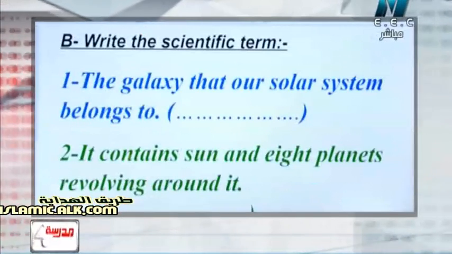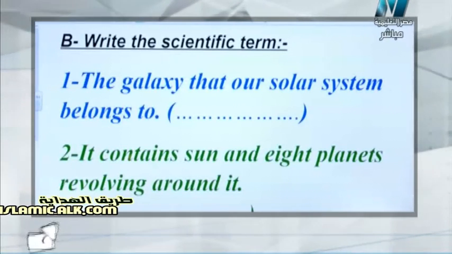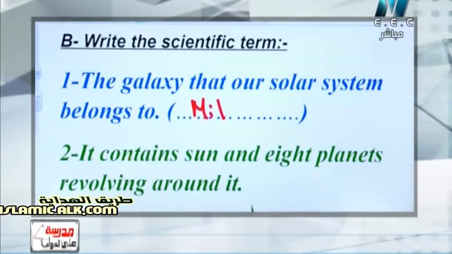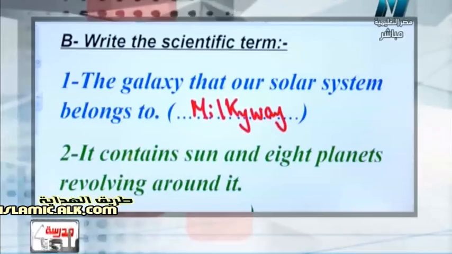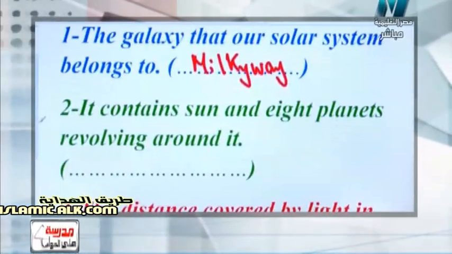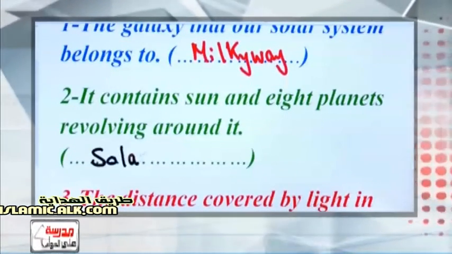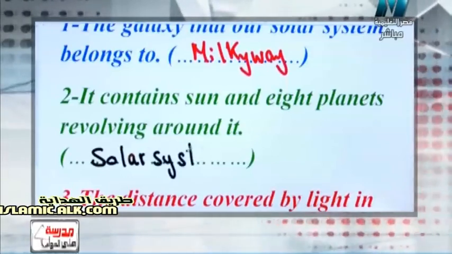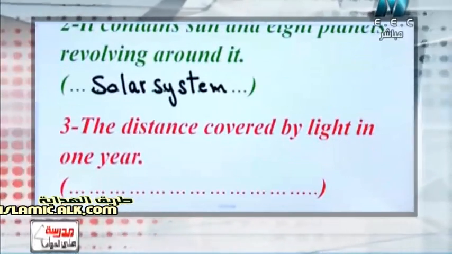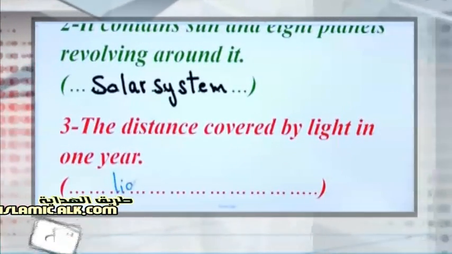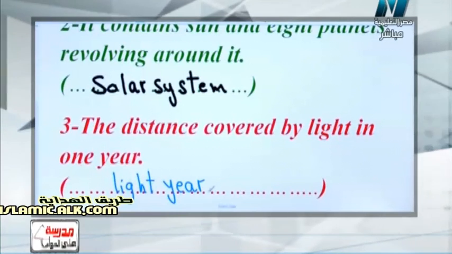Write the scientific term: the galaxy that our solar system belongs to. It is the Milky Way galaxy. Number two: it contains the sun and 8 planets revolving around it. Solar system. Number 3, scientific term: the distance covered by light in 1 year is called light year. Light year. I think that's enough for this part of the lesson.